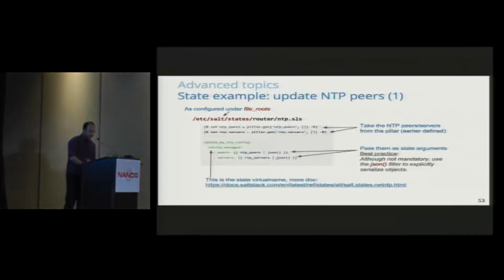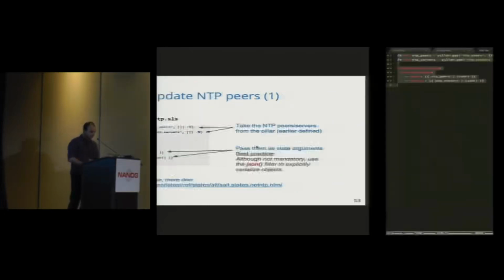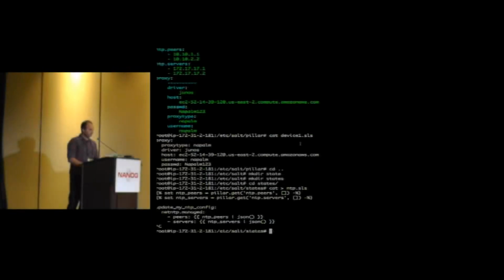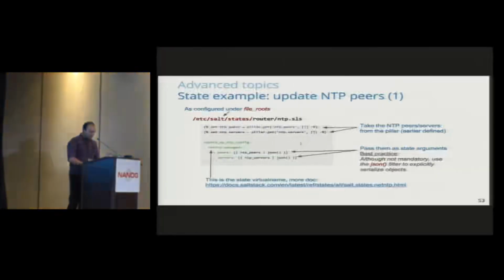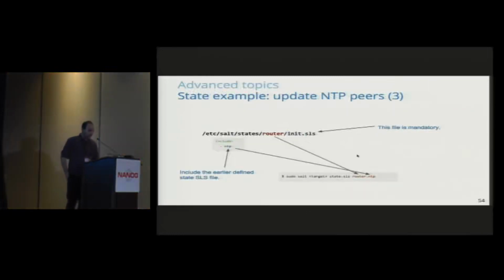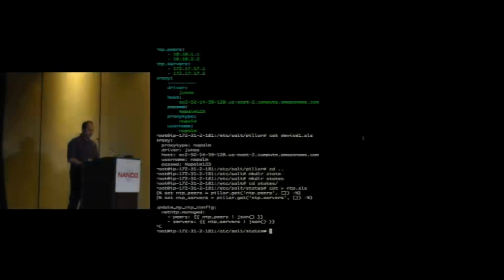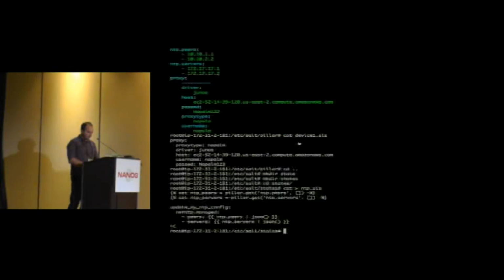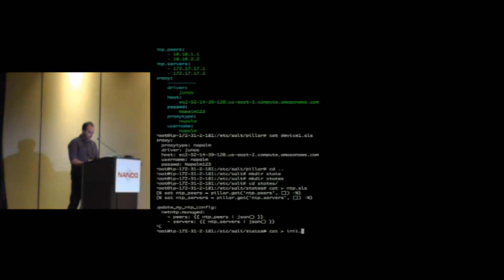One another detail is this pipe JSON that is not mandatory, but is one of the good practices to not rely on the default serializer of Python. You sometimes can get some differences. You may want to use this filter to serialize the objects explicitly. Now you need to define, under your states, a file called init.sls, where you include the file we have just defined.